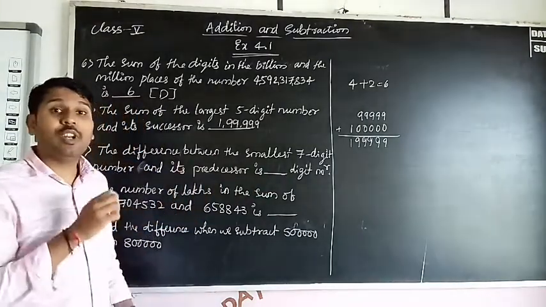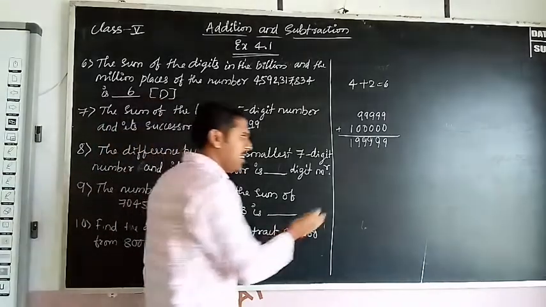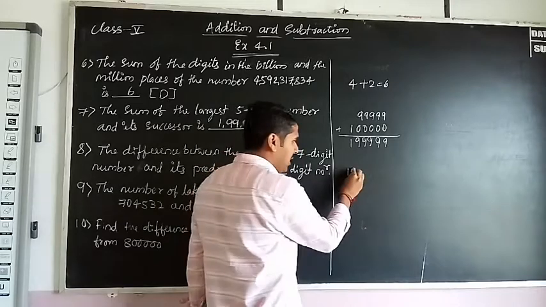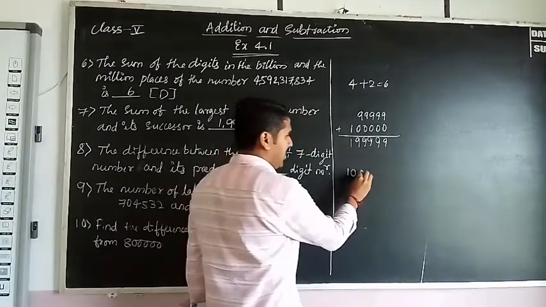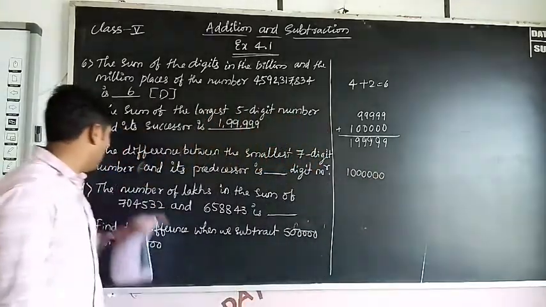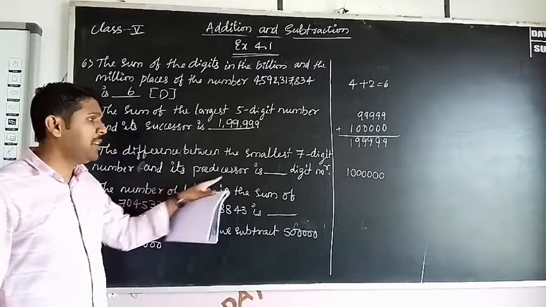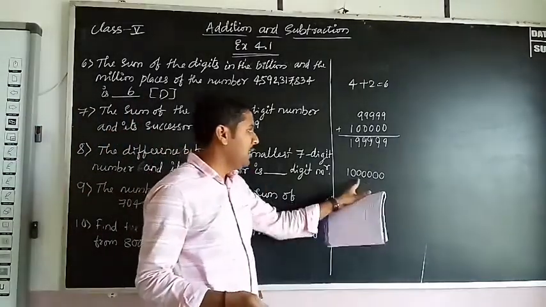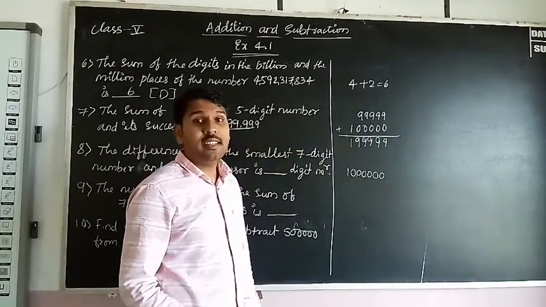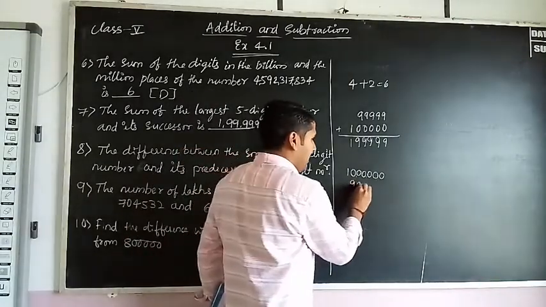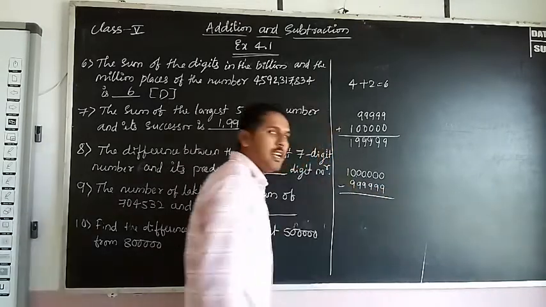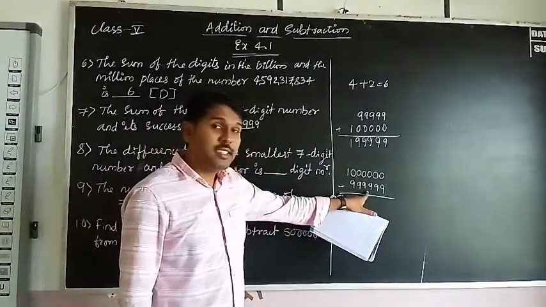Next, the difference between the smallest 7-digit number and its predecessor. So first write down the smallest 7-digit number. Smallest means how to write that one? This is the smallest 1-digit number. Next, this is the smallest 2-digit number. 3, 4, 5, 6, 7. And its predecessor. Predecessor means minus 1. This is 10 lakh minus 1. What will be the answer? 9,99,999. This is the predecessor of 10 lakh.